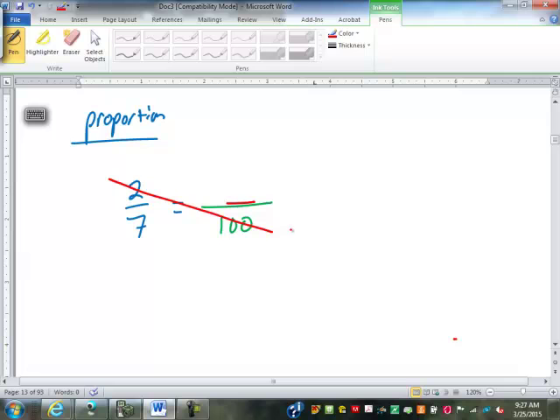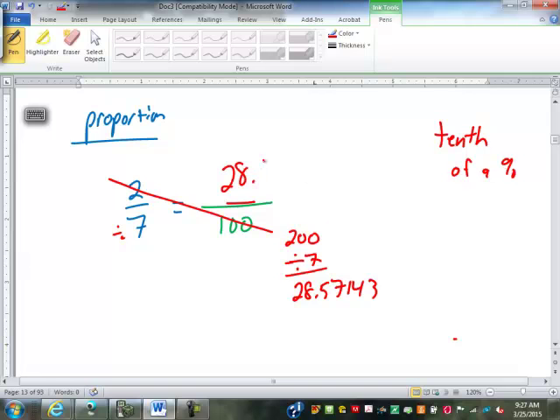So we do 2 times 100 is 200. Then we're going to divide by the 7, which makes 28.57143 approximately. Of course, we got to round that at some point. Generally, we would say either to the nearest tenth of a percent or hundredth of a percent. If I said to the nearest tenth of a percent, that'd be 28.6. So that is 28.6 out of 100, which is 28.6%.